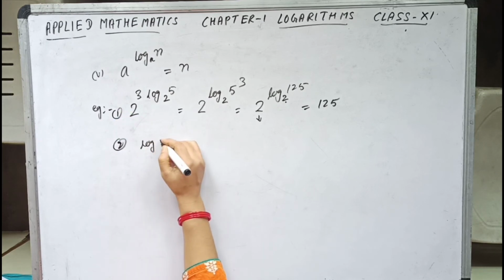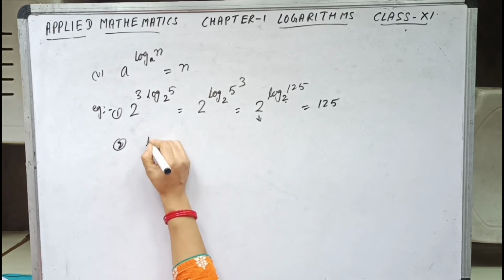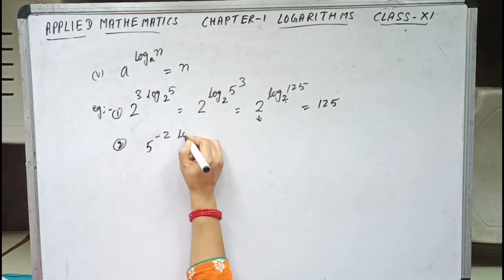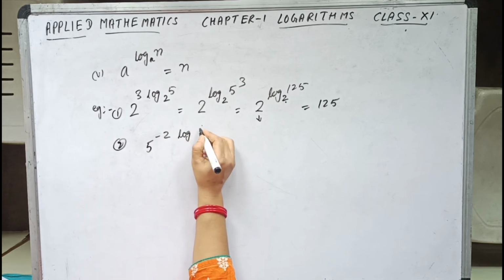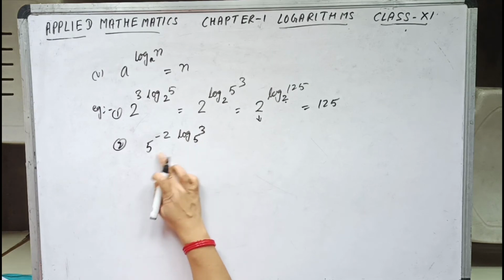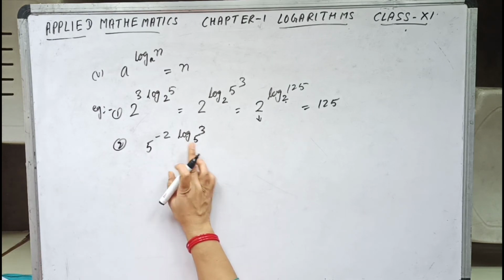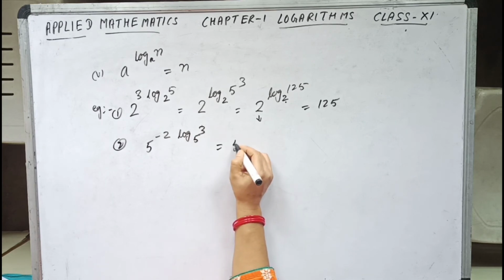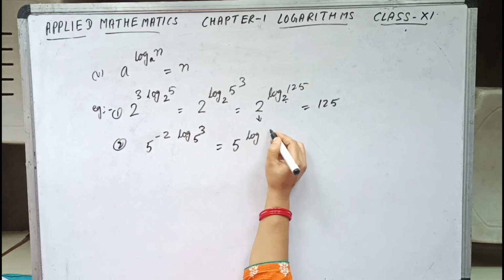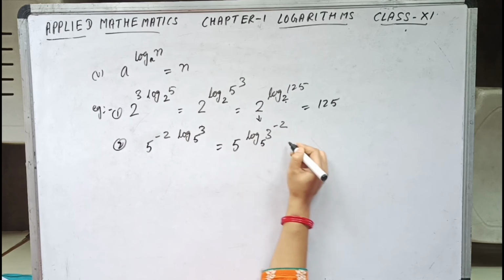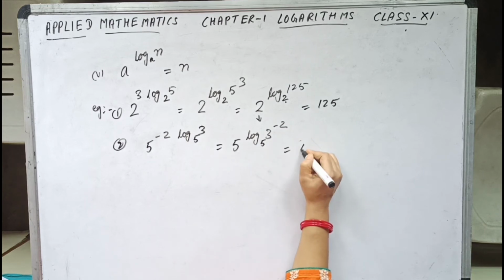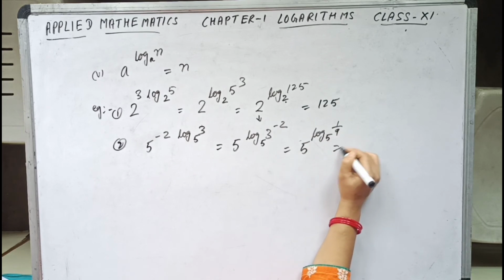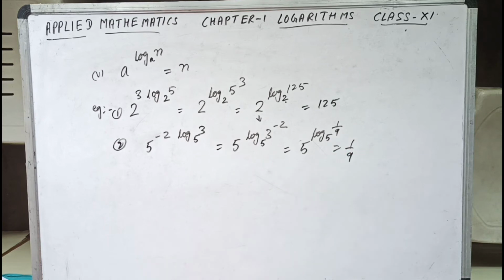One more example we can take as 5 power minus 2 log of 3 base 5. See over here this base and this base are the same. So this minus 2 I will shift over here as the power of 3. So I can write this as 5 power log of 3 power minus 2 base 5, equals 5 power log of 1 by 9 base 5. So the answer will be 1 by 9 only.